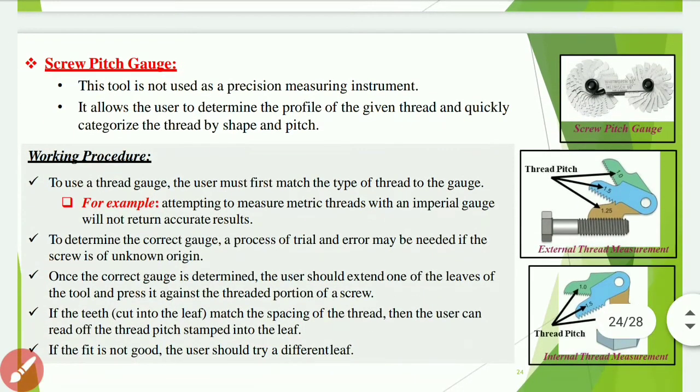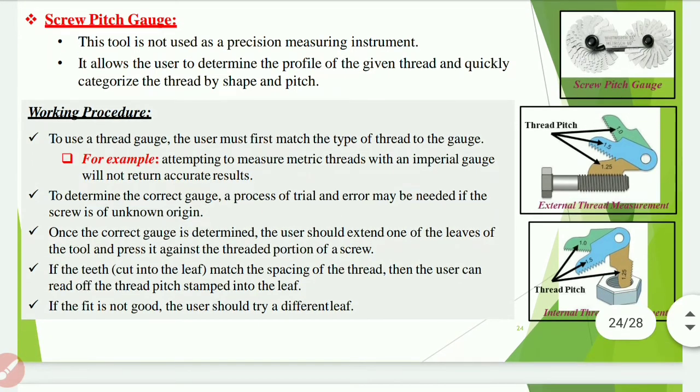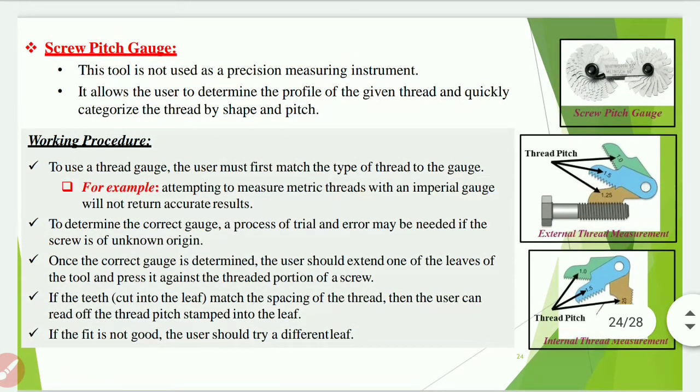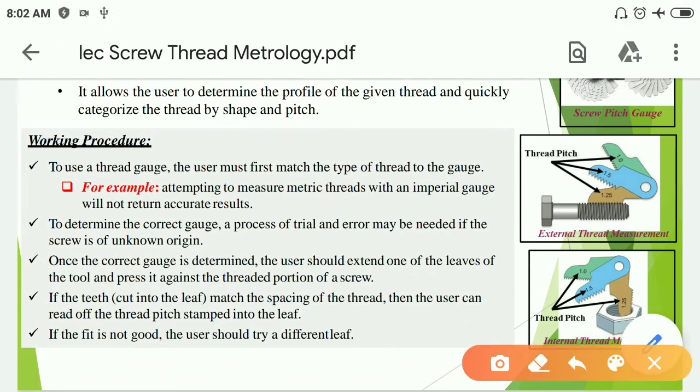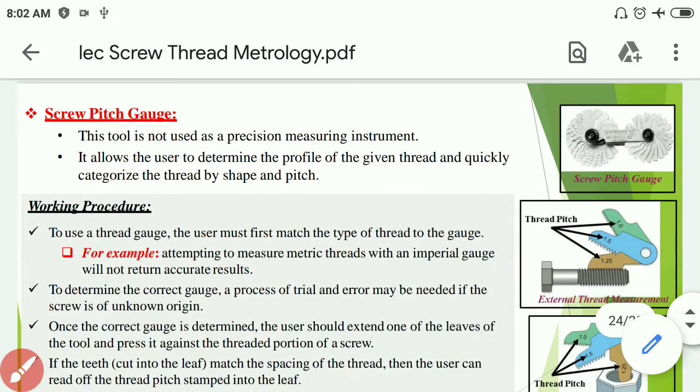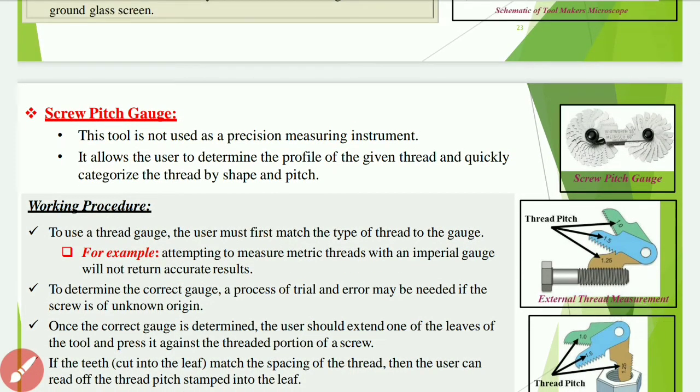Next is the screw pitch gauge. This tool is not used as a precision measuring instrument. Here the figure is shown. It allows the user to determine the profile of the given thread and quickly categorize the thread by shape and size. As there are a number of different types of threads, there will be different categories of threads.